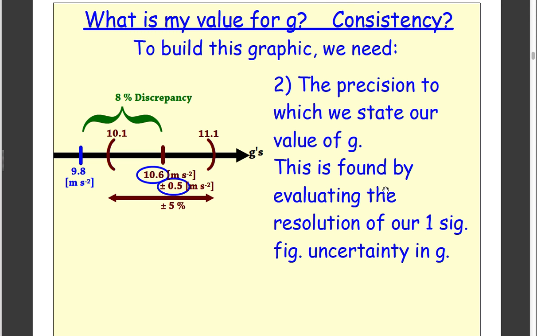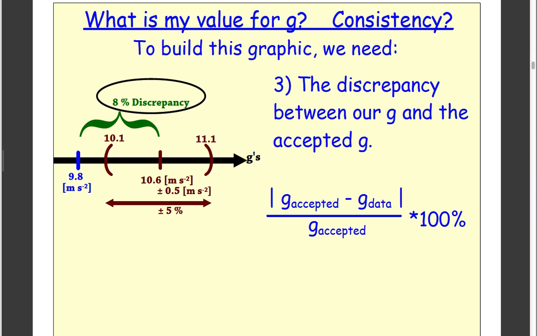We're going to find this by evaluating the resolution of our one significant figure uncertainty. So this uncertainty could have been plus or minus 0.05, in which case we would quote one more decimal place here, 10.62, or whatever that number was. And thirdly, we need to know the discrepancy between our G and the accepted G. We find that by simply finding the difference in G's absolute value, dividing that difference by the accepted G, which in Denver is 9.80 meters per second squared, and multiplying by 100%.